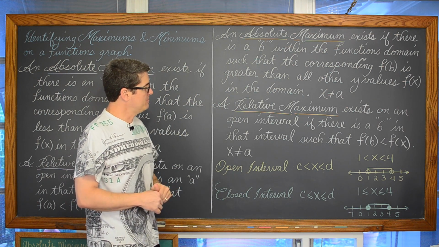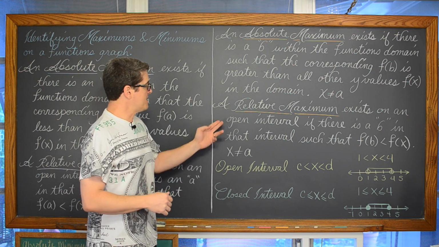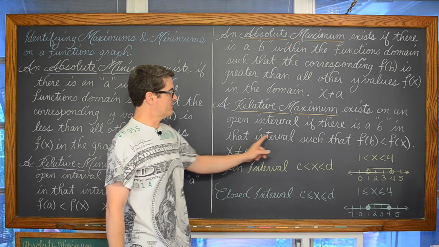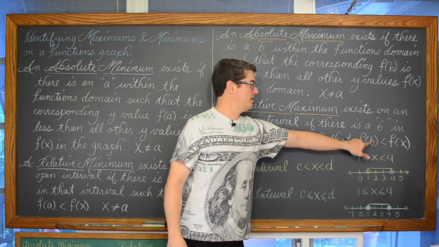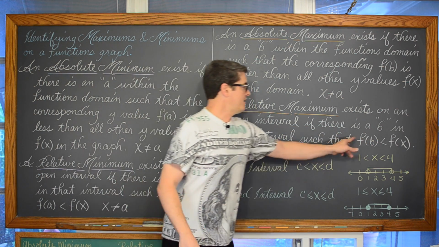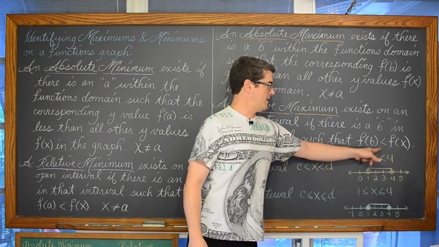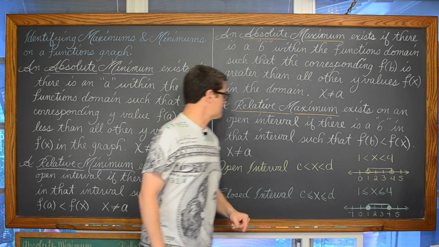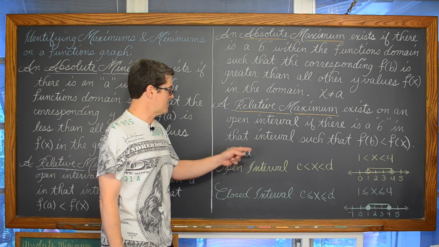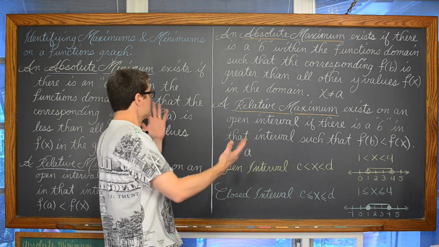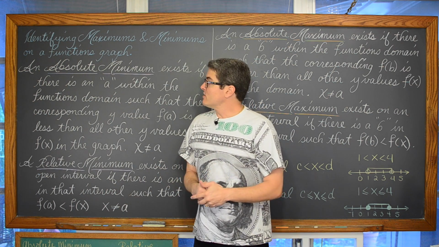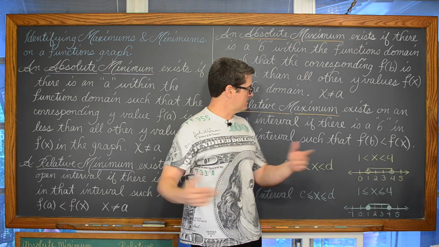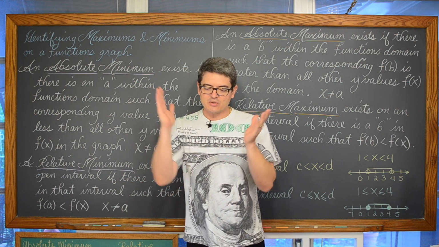A relative maximum, not an absolute maximum, exists on an open interval if there is a b in that interval such that f of b, see the b again inside the parentheses, so it's an x value, is greater than f of x, that this y is greater than any other y that you can possibly get from any other x on that open interval, assuming that x is not equal to a. Okay, so that is all the formal mathy language of definitions for absolute max and min and relative max and min, except I'm now saying that in reverse from how I'm pointing to it. So let's take one at a time.